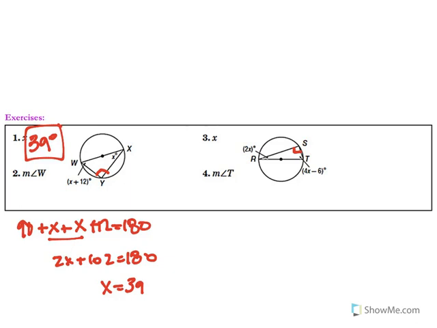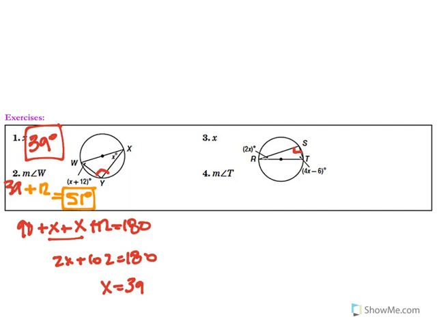How do I find measure of angle W? Easy. If I know x is 39, I'm going to do 39 plus 12. 39 plus 12 is going to be 51. And if we wanted to check our work, you could do 39 plus 51 plus 90, and does that equal 180? Yes, it does. All right, next one.